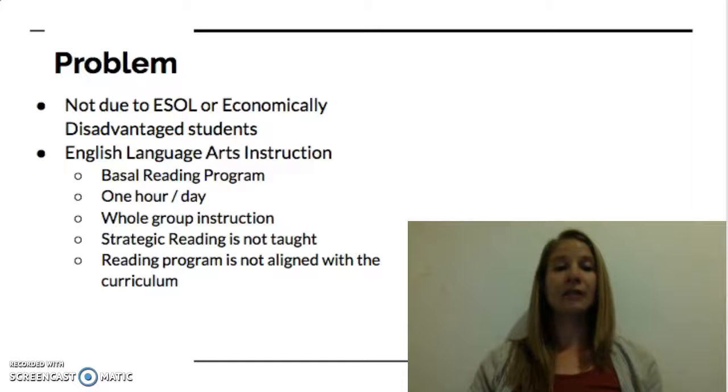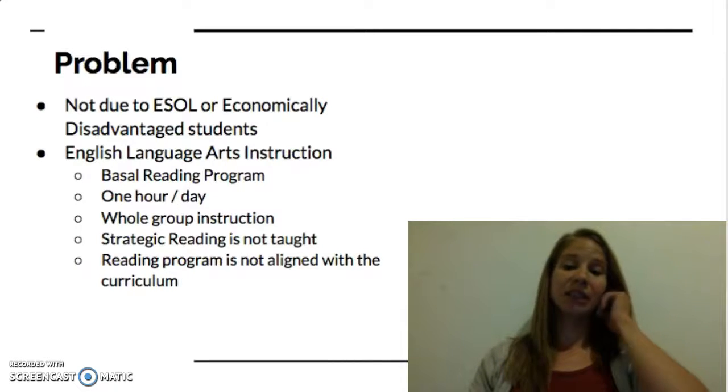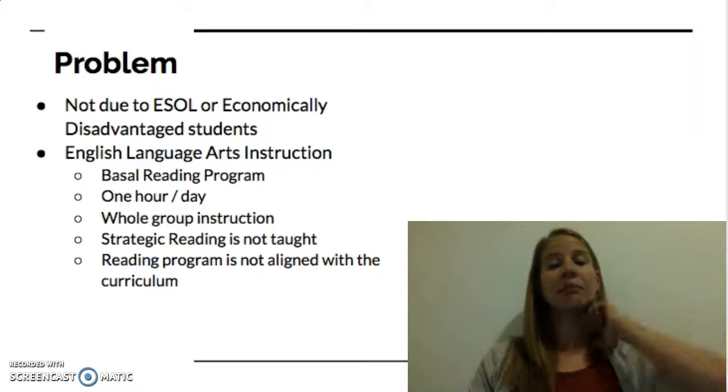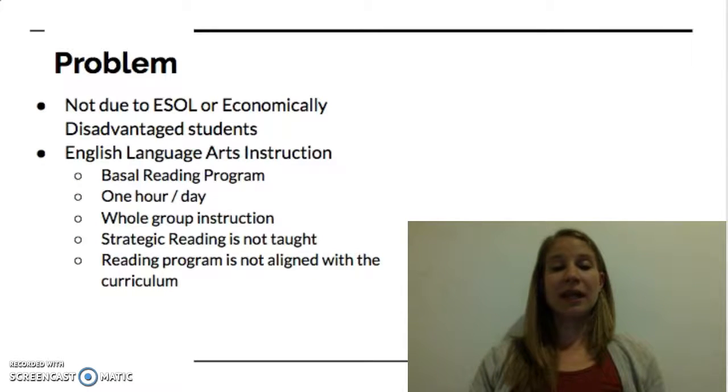Also, our students receive 1 hour of English language art instruction a day. This is not enough to give our students the full exposure that they need. Also, whole group instruction is always utilized. We don't use small group level work or individual adaptations. Strategic reading is not taught. Although a few of our teachers have been found to briefly talk about strategic reading techniques, it's not covered in depth. And last, our reading program is not aligned with the curriculum according to what the reading supervisor said. Our curriculum is outdated.